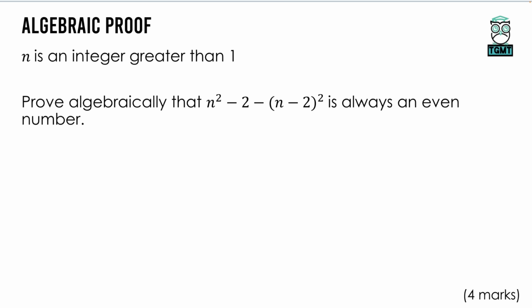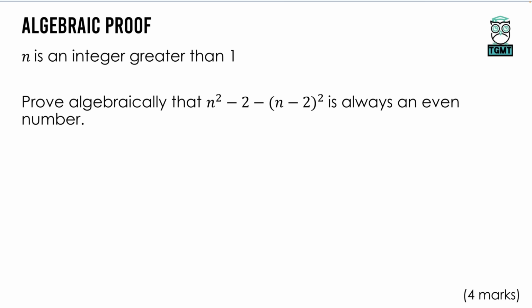Okay, so in this question we're having a look at some algebraic proof. However, in this type of algebraic proof, we are manipulating an expression to try and create this even number that it's asking for. So here it says n is an integer greater than 1. Prove algebraically that n squared minus n minus, and then we've got in brackets n minus 2 squared, is always an even number.